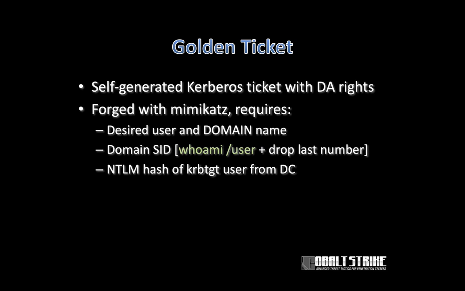From the context of a domain user, do whoami /user with beacon's run command, and that will give you back the user's SID. Drop the last number in that sequence, they're separated by dashes, and you will have the domain SID. You also need the secret that is used by the domain controller to encrypt ticket granting tickets, and that is the NTLM hash of the KERBTGT user. You can get this with the dcsync command or by running hashdump on a domain controller.